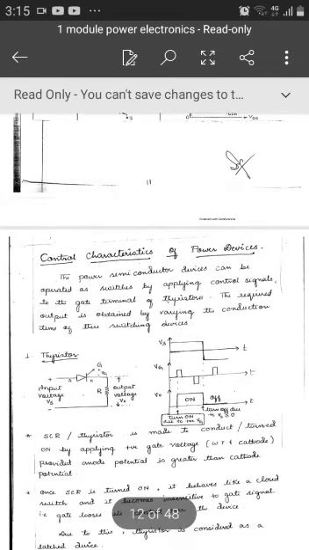They are turned on and turned off with the help of voltage on the gate. Hence, their gate drive circuit is very simple. IGBTs are used in PWM inverters and SMPS, that is the switched mode power supplies.